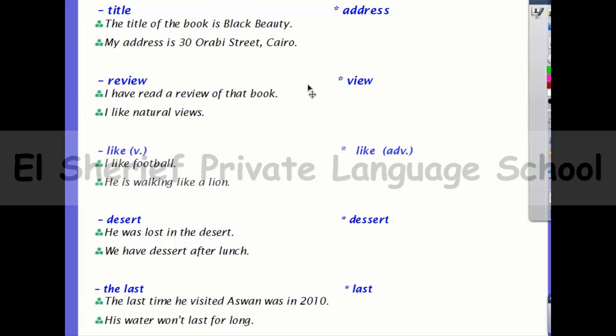Okay, review and view. Number 1, I have read a review of that book. Number 2, I like natural views. And like is a verb and like also is an adverb. For example, I like football. It's a verb. Number 2, he is walking like a lion. Like here means as, so it's an adverb.